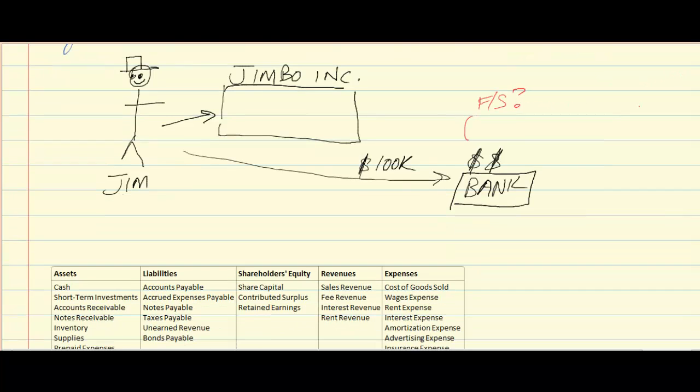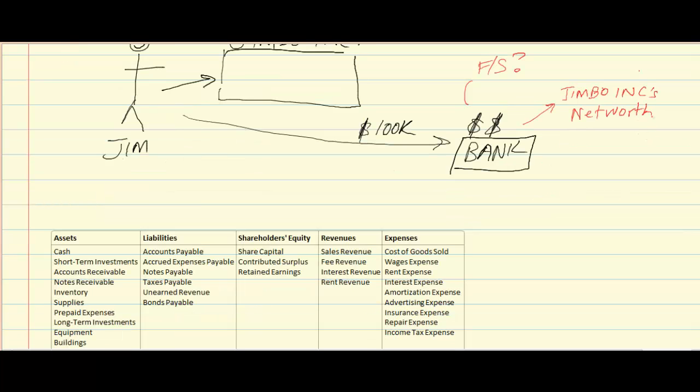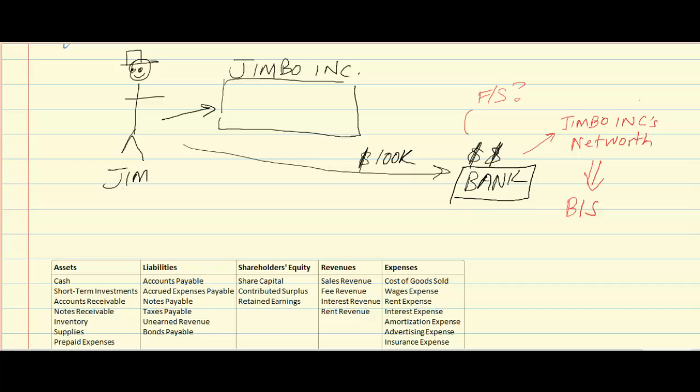In particular, what the bank is going to ask for is income verification, but also they're going to have to look at Jimbo's net worth, which will be found by looking at their balance sheet, or the statement of financial position. By looking at the balance sheet, the bank can assess whether Jimbo Incorporated has enough assets in its books to cover the liability that it's about to incur.